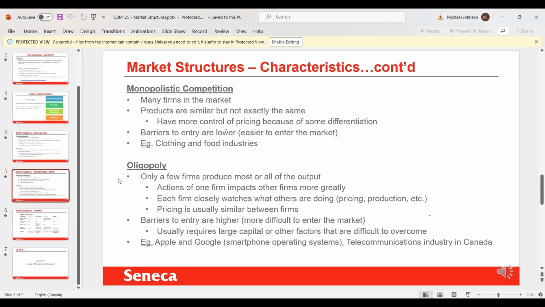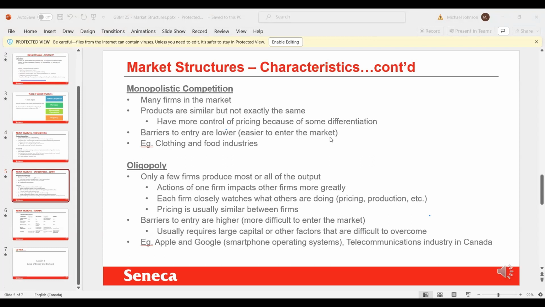So monopolistic competition: many firms in the market, products are similar but not exactly the same. They have more control over pricing because of some differentiation. Barriers to entry are lower, easier to enter the market, e.g., clothing and food industries. Oligopoly: only a few firms produce most or all of the output. Actions of one firm impact other firms more greatly. Each firm closely watches what others are doing, pricing, production, etc.